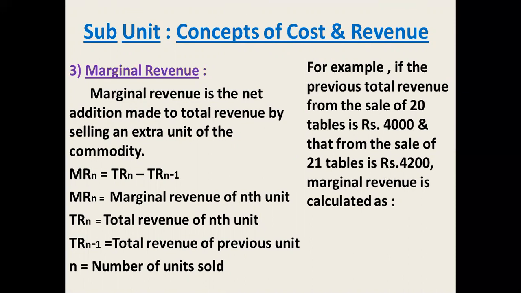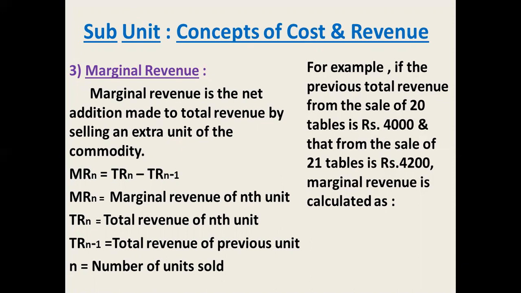We have discussed one of the most important examples. Before that example, we have the formula: MRn is equal to TRn minus TRn minus 1. So the MRn means the marginal revenue of the nth unit. The nth unit means the number of units. TRn means total revenue of n units. TRn minus 1 means total revenue of the previous units. And n means the number of units sold, how many units we have produced and sold.